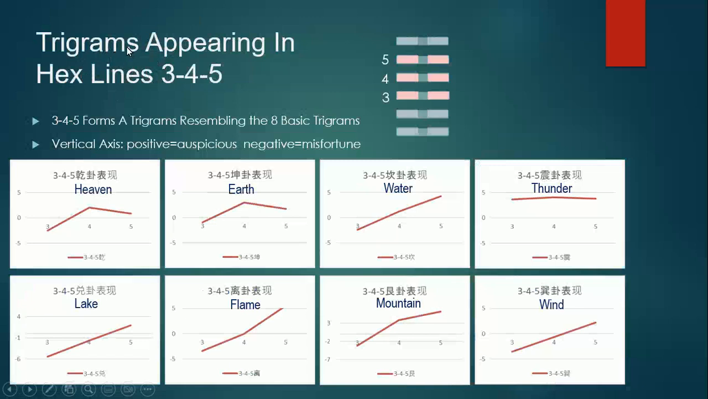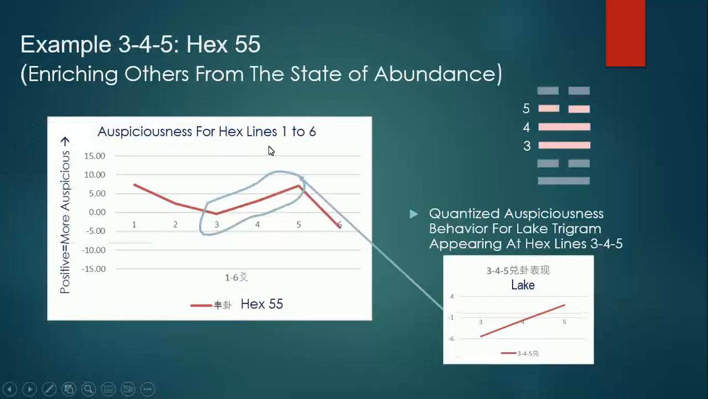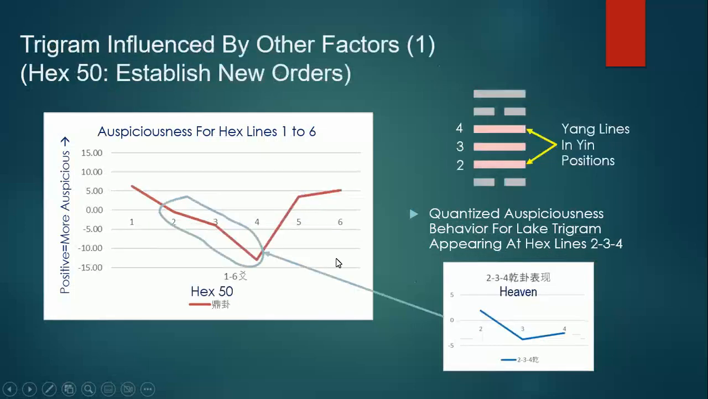Similarly, we can also analyze the trigrams appearing in hex lines 3, 4, and 5. And here are the eight configurations. As an example, hexagram 55, enriching others from the state of abundance. You can see it's an ascending trend for lines 3, 4, and 5. And indeed, when the lake appears in the 3, 4, 5 configuration within hexagram 55, it does correlate to an ascending behavior.